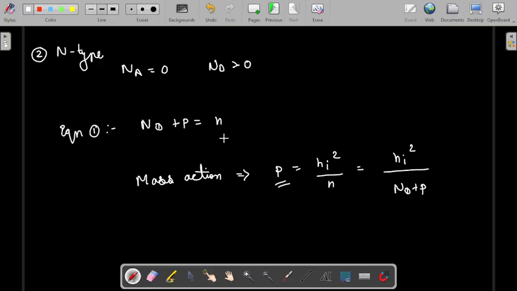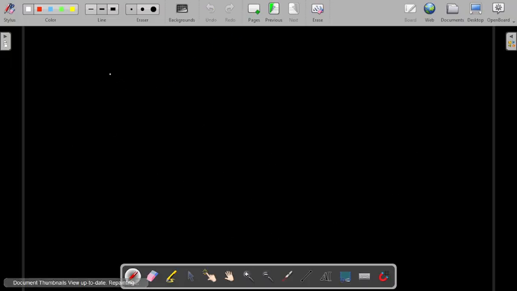From this equation we can relate. So just apply the P value in here. If we apply it, then we get Nd plus Ni square divided by N. Let's not take this one, just apply this normal N, which will be equal to N. Let's make this into a quadratic equation. So N square, just cross multiply, so that will be equal to Nd plus Ni square.